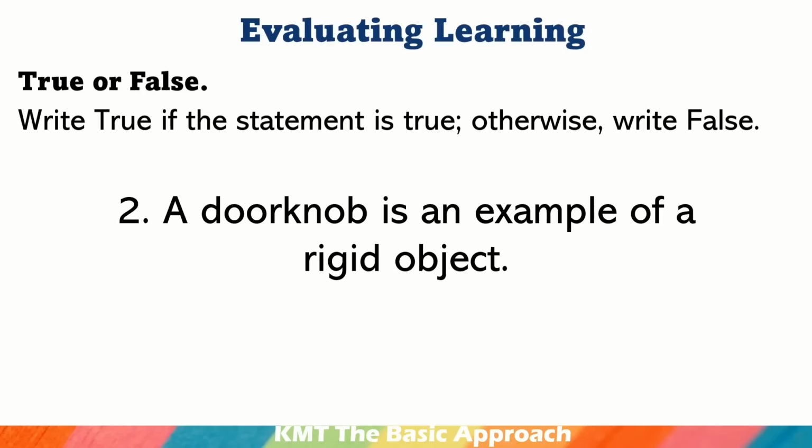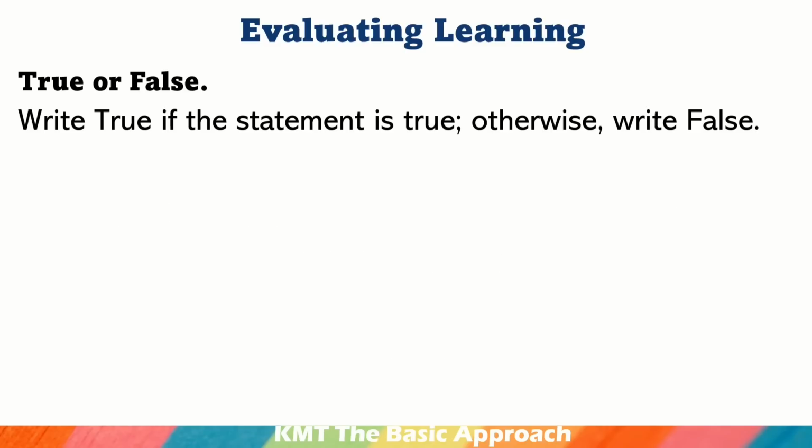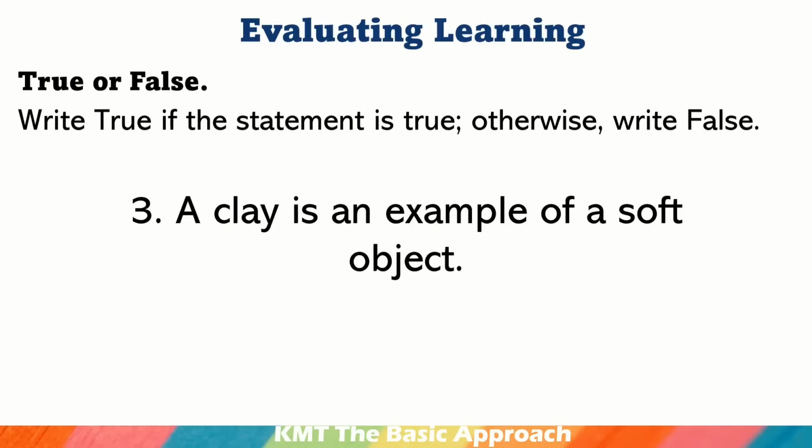Number 2. A doorknob is an example of a rigid object. Is it true or false? Very good. True. Number 3. A clay is an example of a soft object. Is it true or false? Great! True.